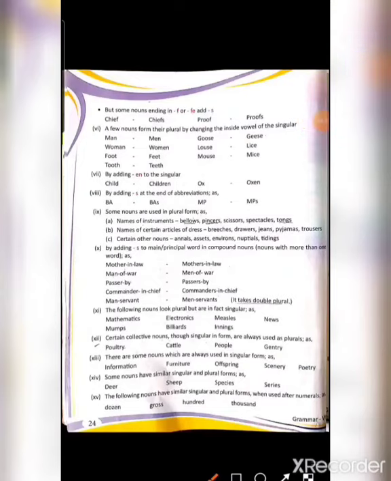Next, the following nouns look plural but are in fact singular. There are some words which look plural because they have s or es in the end, but still they are singular, like mathematics, mumps, electronics, billiards, measles, innings, news. So beta, these are all singular nouns. That is why we say mathematics is my favorite subject. We never say mathematics are my favorite subject, because mathematics is singular. So we always use a singular verb with these kinds of words.